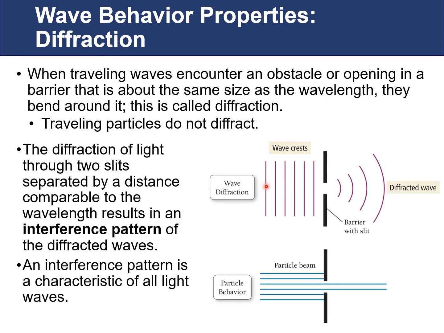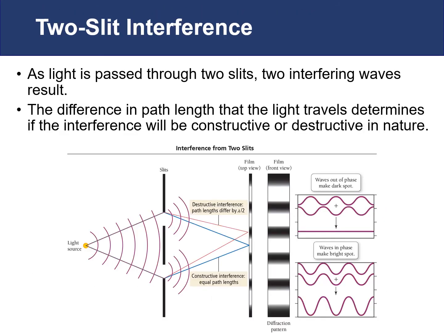So if we have one slit, the waves coming through diffract. If we put another slit, what we will see is a diffraction pattern. This two-slit experiment is what was done by Thomas Young in 1801 and was the experimental evidence for light behaving as a wave. So when light passes through the two slits, what we find is an interference pattern.